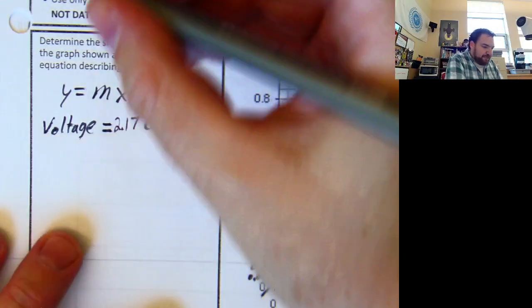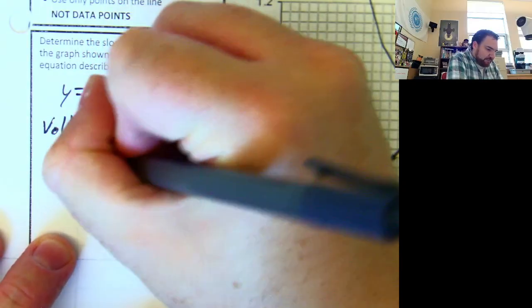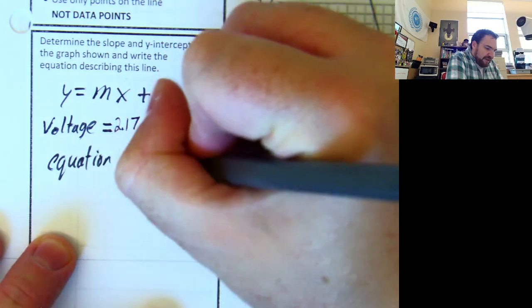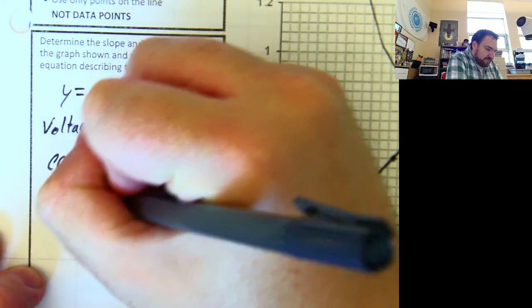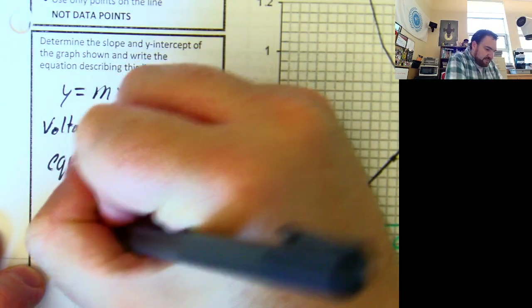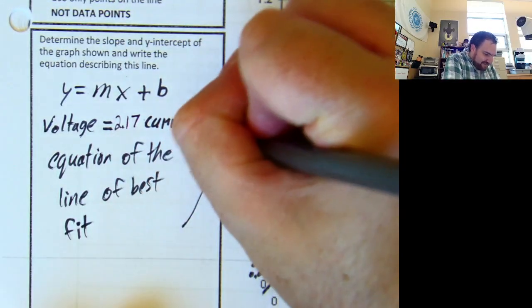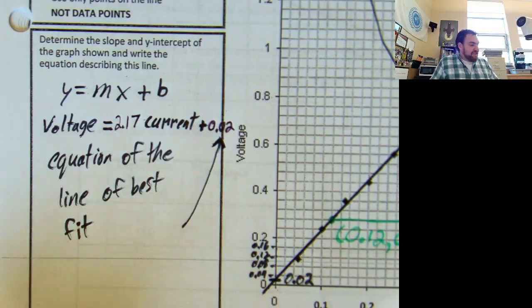And so what this is going to represent is the equation of the line of best fit. And this conceptually we know should be 0, but it's not. So what are we going to call that value? What is that value conceptually?